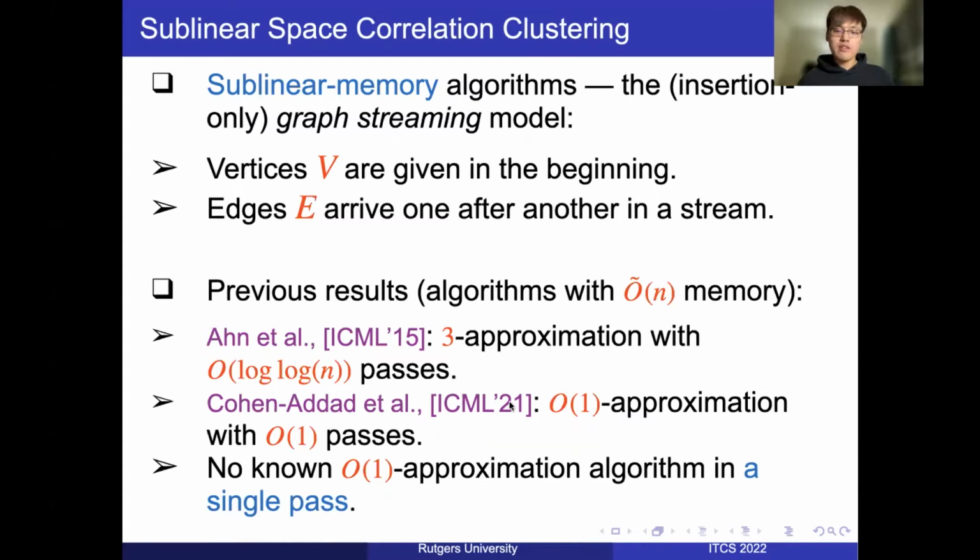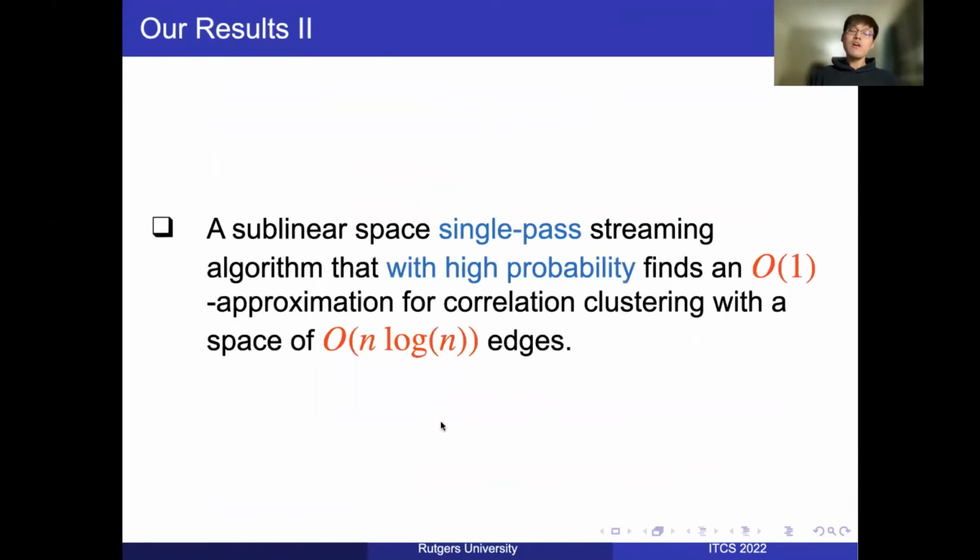But before our work, there were no known results with a single pass. So our results basically settle this problem. We give a sublinear space single pass streaming algorithm that, with high probability, finds a constant approximation for correlation clustering and uses a memory of order n log n edges. Okay, this is almost optimal.